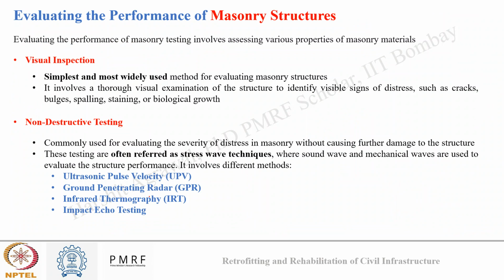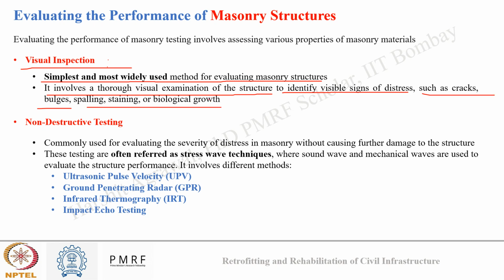First we have visual inspection. As we have discussed throughout the course, visual inspection is the simplest and most widely used method for evaluating masonry, and it involves a thorough inspection of the structure to identify visual signs of distress such as cracks, bulges, spalling, staining, and biological growth.